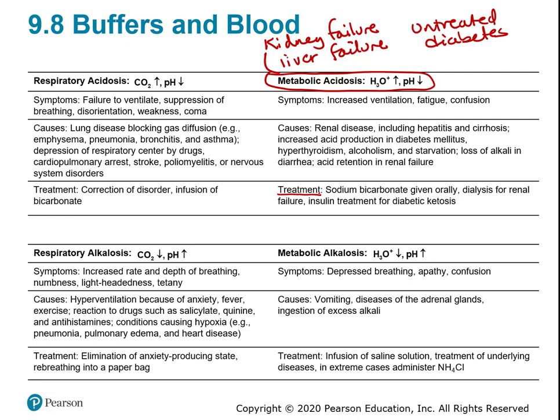So the patient needs a liver transplant. The patient needs to be on dialysis. The patient needs insulin. So with metabolic, it's because there's something out of whack in the body and you've got to fix it, or else you're just going to have the problem.